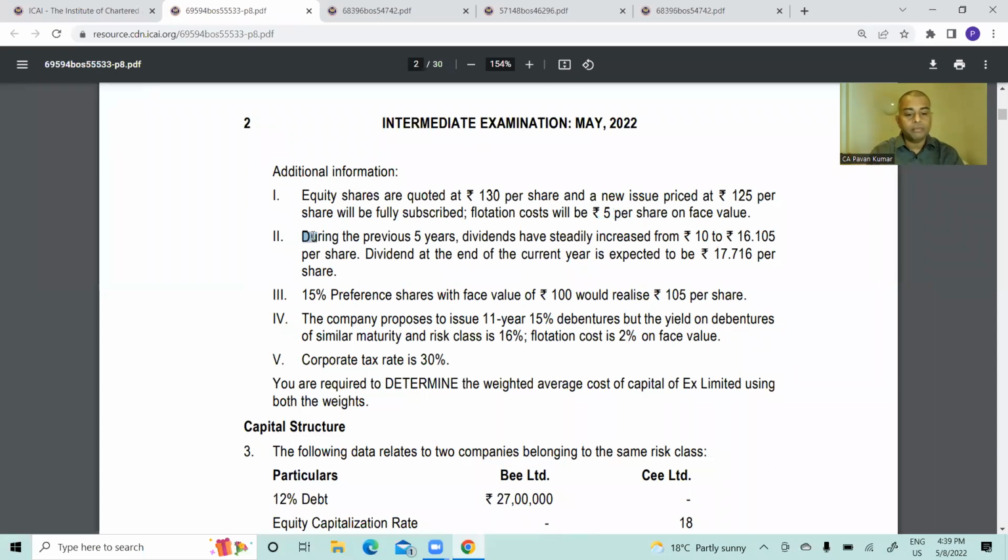Next, continue with the second point. Okay, the second point is, during the previous 5 years, dividend has steadily increased from rupees 10 to rupees 16.105 per share. Dividend at the end of the current year is expected to be 17.716 per share. So looking at the 17.716 and 16.105, can you calculate the growth rate? I am also taking a calculator. All of you take calculators.